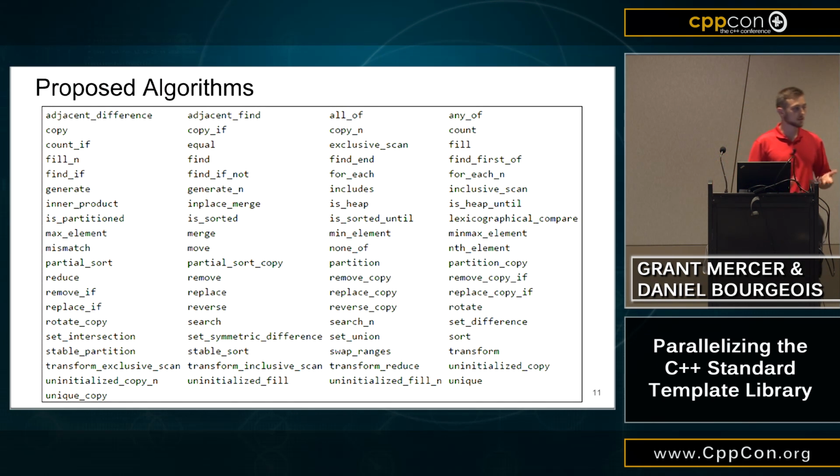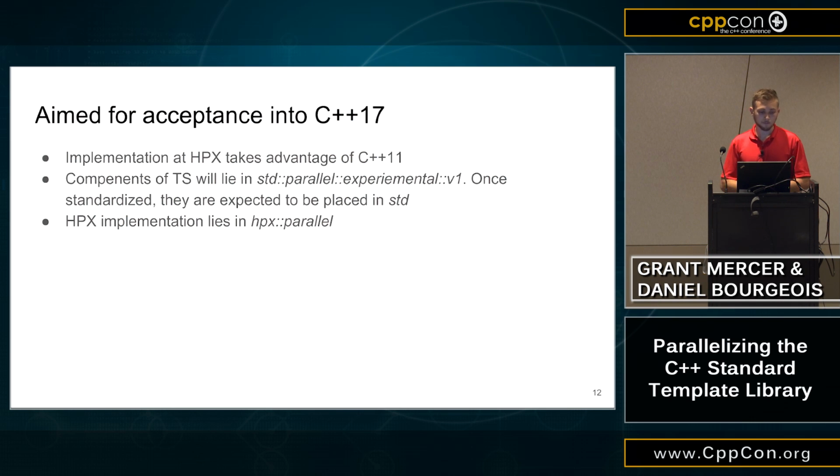So it's defined a list of algorithms which should now become parallelized. There's a huge range of them, anywhere from copy to find to sort to transform. So all these algorithms could now be offered to users in a parallel fashion and speed up a ton of new code. It's aimed for acceptance into C++17. Our implementation at HPX already takes advantage of C++11 and I believe some 14.